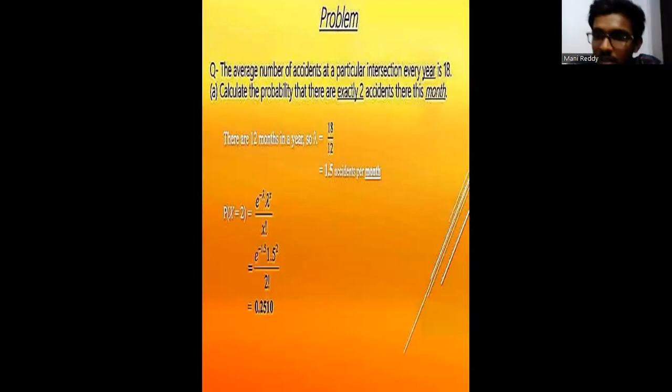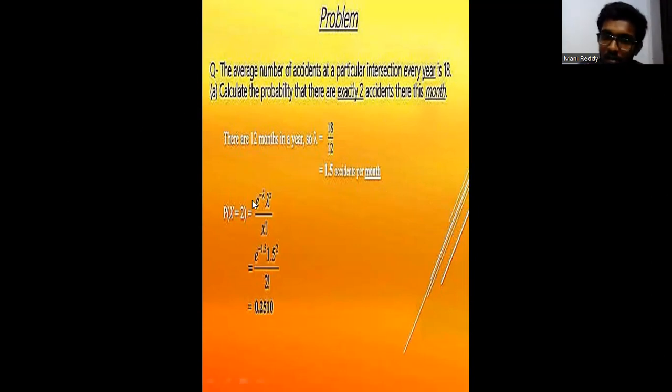I hope you all revised the concept. Here is the first question. The average number of accidents at a particular intersection every year is 18. The average, the value of m, is given. We have to calculate the average number of accidents per month. Per month is 18 by 12, which is equal to 1.5 accidents per month.